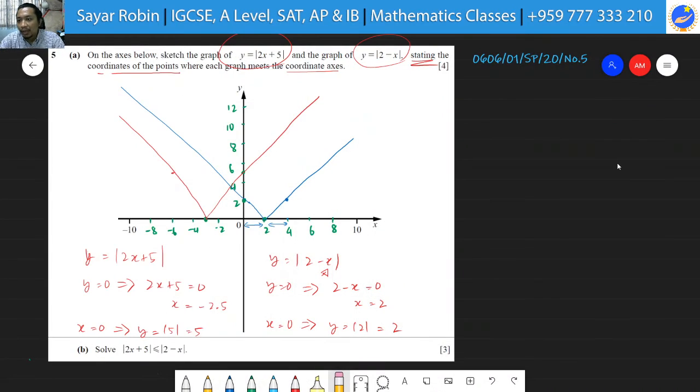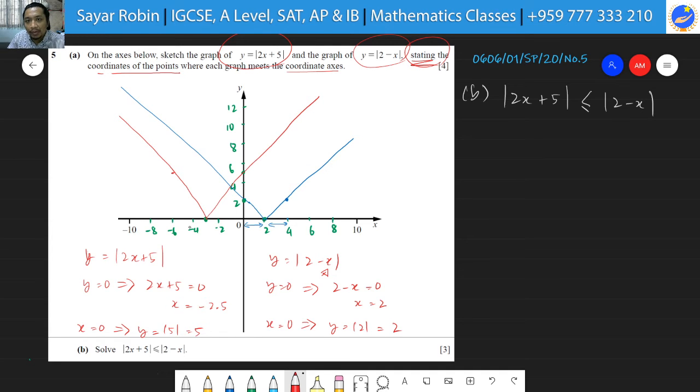Then we are going to continue with problem number B. Here we go. So problem number B is modulus of 2x plus 5 less than or equal to modulus of 2 minus x. In the first problem, the problem wants you to state the coordinates, right? So I've just forgotten about it, sorry. Stating the coordinates of the point.